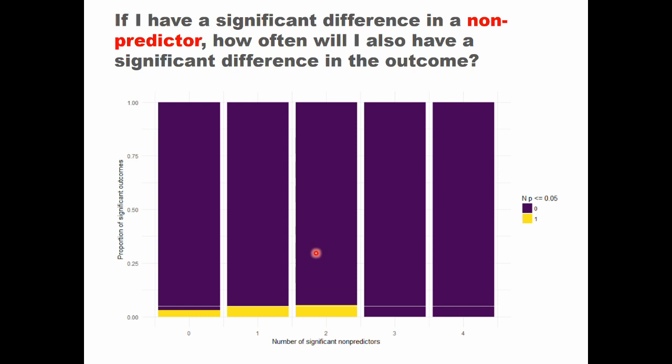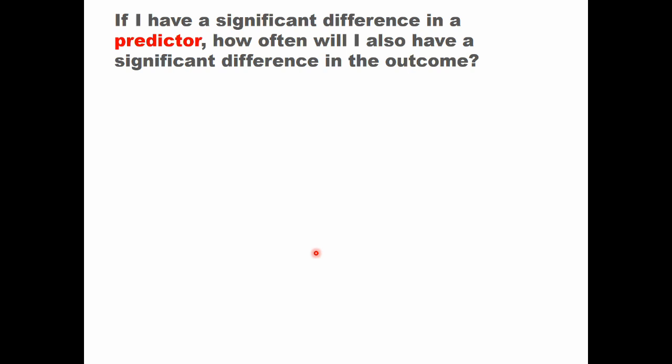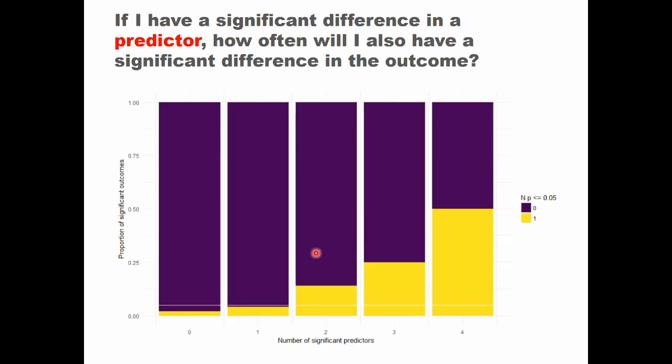This will become super clear when we look at the next one, which is if I have a significant difference in a predictor, then how often will I also have a significant test difference in the outcome? So think about this one for a minute. And here's the answer. You see this very clear relationship. If I don't have any significant predictors, and this is a very crude way of thinking about it, but it shows exactly what we want to show, then my probability of getting a significant outcome is less than 5%, and it goes up with each significant predictor I add.